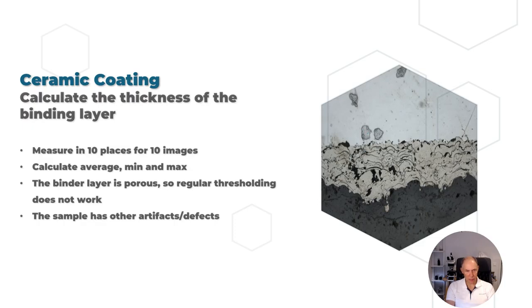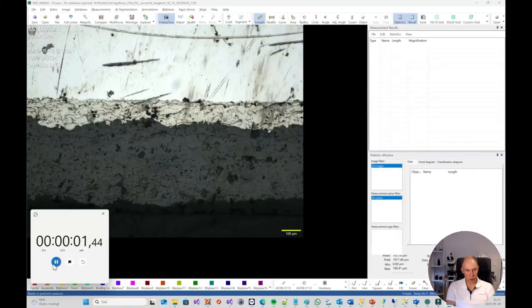So as I said, the binding layer is porous, so regular thresholding does not work. So if to do this the traditional way, we have to do it manually. So let's have a look at what that looks like. So this is Omnimet, and I have a clock running. Unfortunately, it starts on 1 second, so forgive me about that. But let's just check how we do this manually.